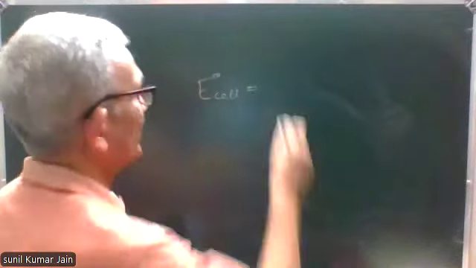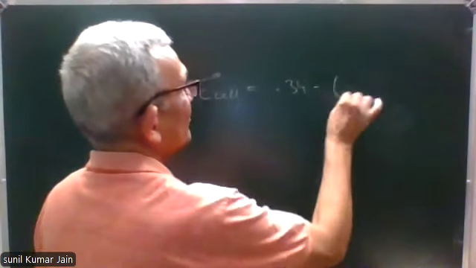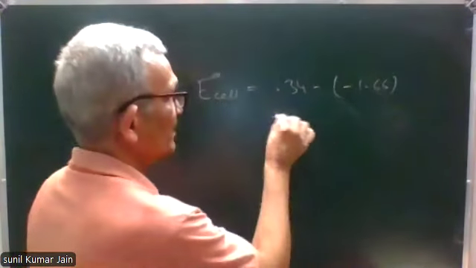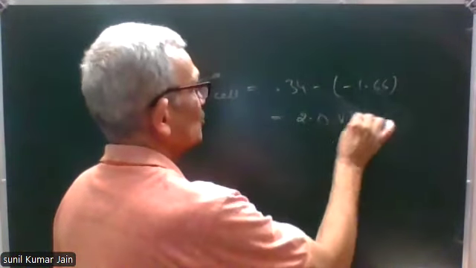Now, according to the equation, which reactant is oxidized? Copper is oxidized, aluminium is reduced. It means the value of the cell will be E0 copper minus aluminium. So E0 cell will be the value for copper, 0.34, minus of minus 1.66, that is the value for aluminium. So this will be 2 volt.